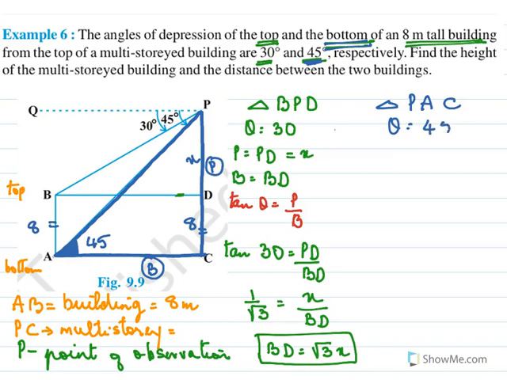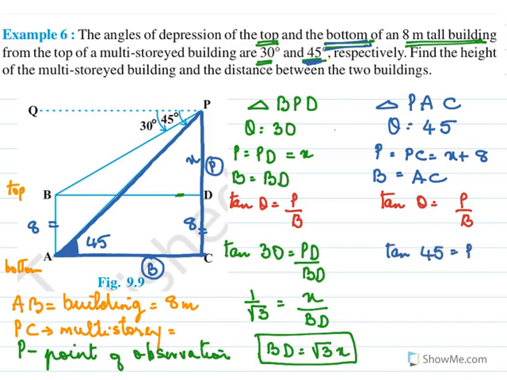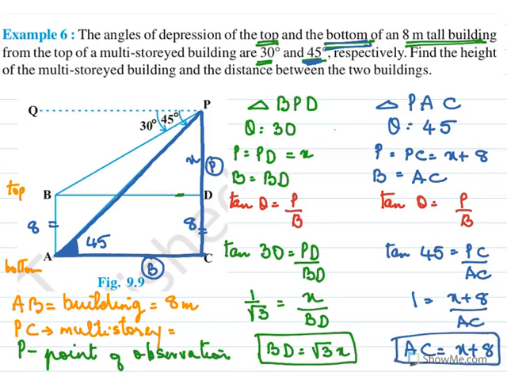So now I take up triangle PAC. Theta 45. I need to denote perpendicular, base. It's standard for all the sums. So perpendicular is PC. And you see PC is X plus 8. Base AC. So we do tan theta, perpendicular over base, and tan 45, perpendicular PC, base AC. So 1 equal to X plus 8 over AC. Okay, so AC equal to X plus 8. This is the second equation. Look up in the figure and see the relationship between BD and AC. And if you see, you will have noticed that BD is equal to AC.